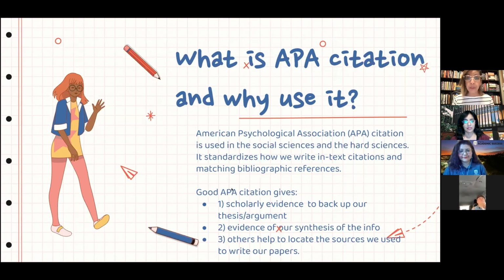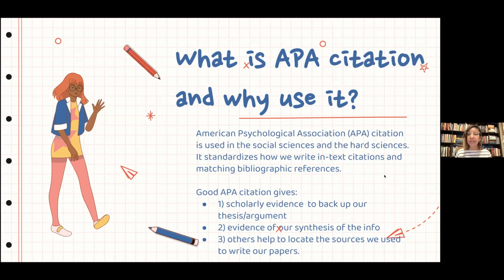Okay, so let's take a look at what is APA citation and why use it. The American Psychological Association, APA, citation is used in the social sciences and in the hard sciences. And it standardizes how we write in-text citations and then creates a matching bibliographic reference at the end.